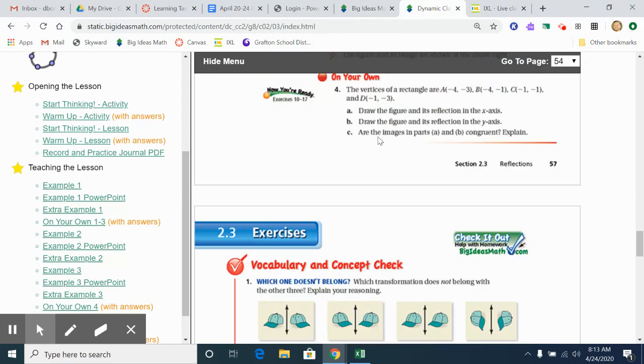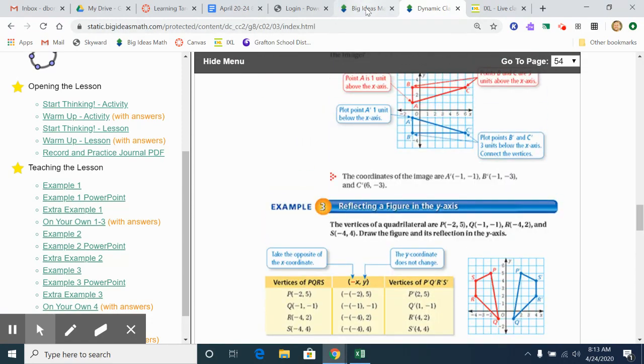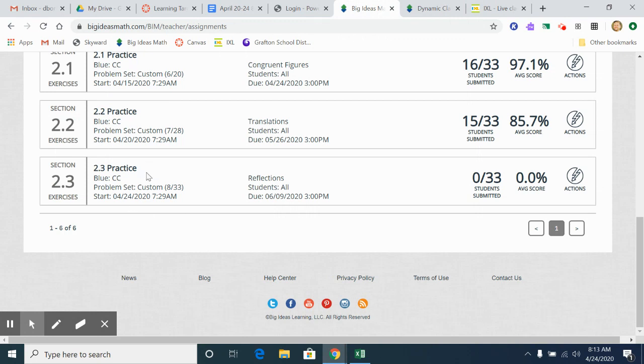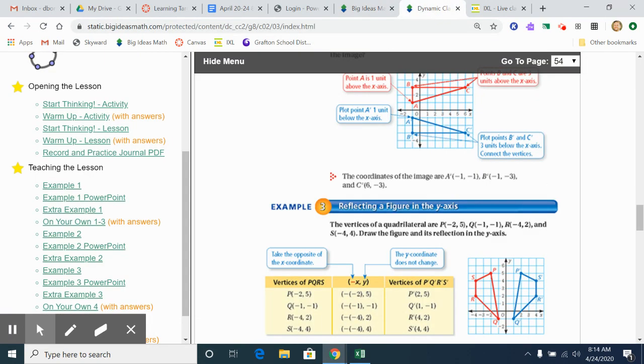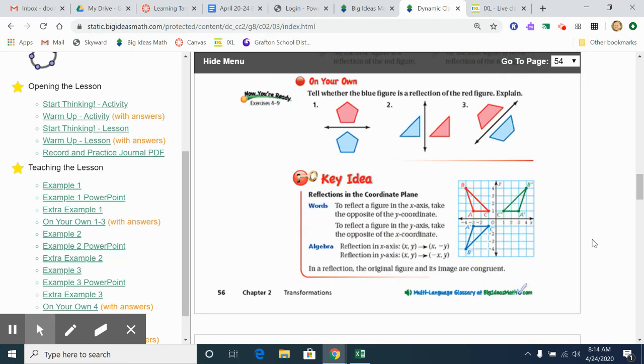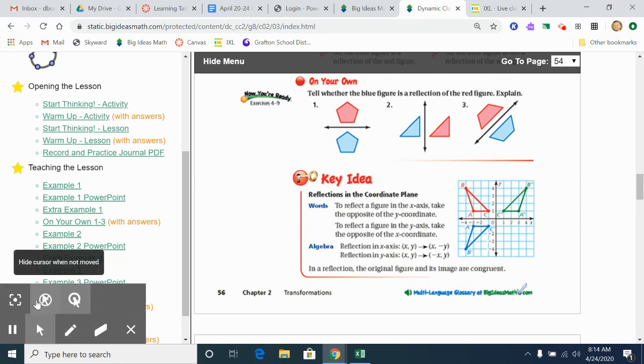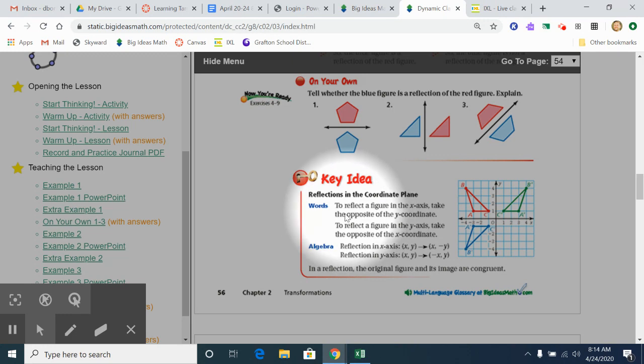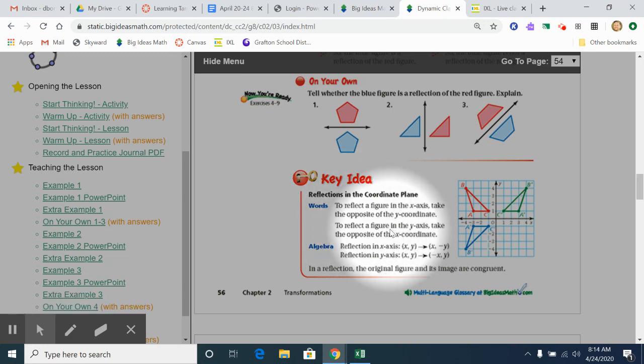So at this time, you guys are going to go in to Big Ideas today, and you're going to do the 2.3 practice in Big Ideas. That's a very simple lesson because it's a very clear-cut rule that we use. If you need to review what our rule is again, it's this key idea right here on page 56 in your textbook. It tells us how to reflect using the x-axis and using the y-axis.